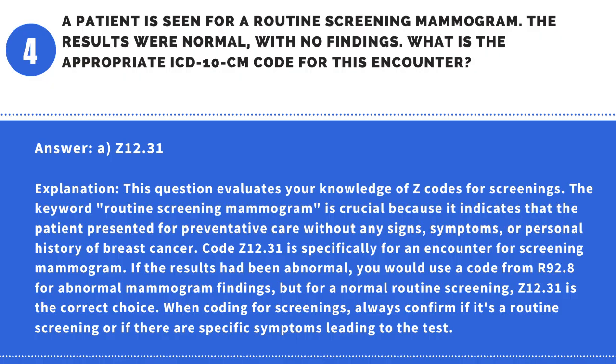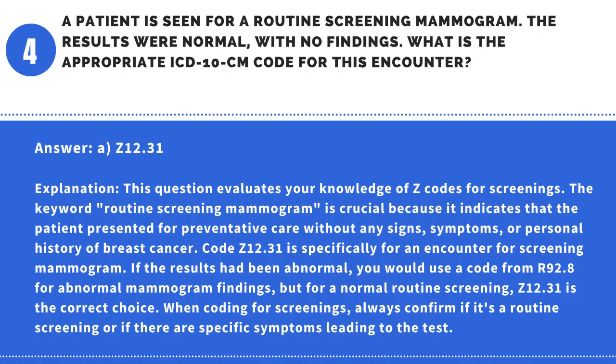The keyword routine screening mammogram is crucial because it indicates that the patient presented for preventative care without any signs, symptoms, or personal history of breast cancer. Code Z12.31 is specifically for an encounter for screening mammogram. If the results had been abnormal, you would use a code from R92.8 for abnormal mammogram findings, but for a normal routine screening, Z12.31 is the correct choice.